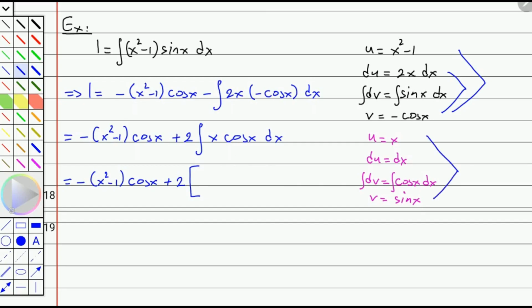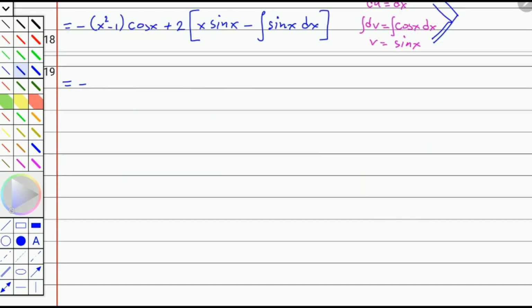So u times v, which is x sine x, minus the integral of v times du, which is sine x dx. And once again, we have a simple and basic integral that we can solve directly. So it equals minus (x squared minus 1) cosine x plus 2 times x sine x minus the minus cosine x plus c. And now we can tidy this up.